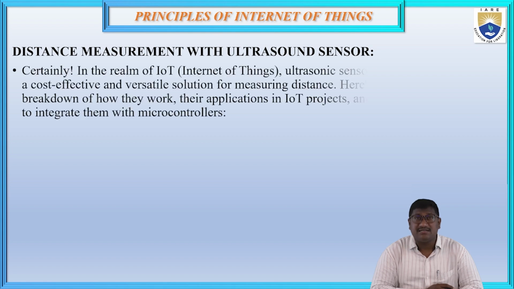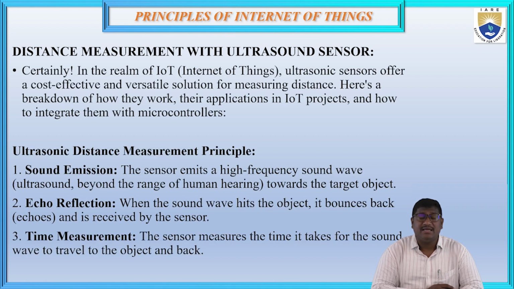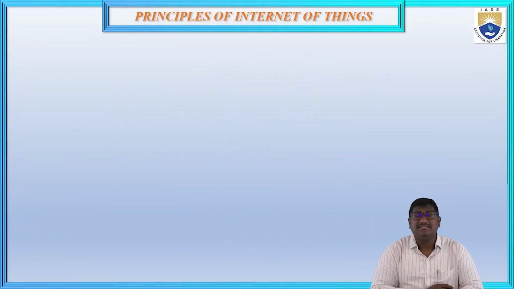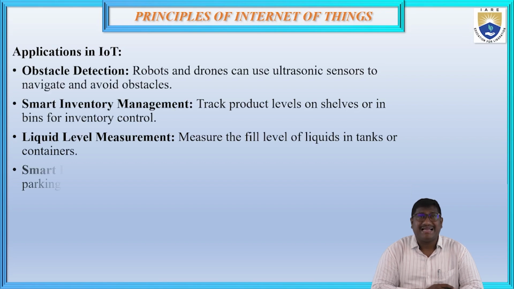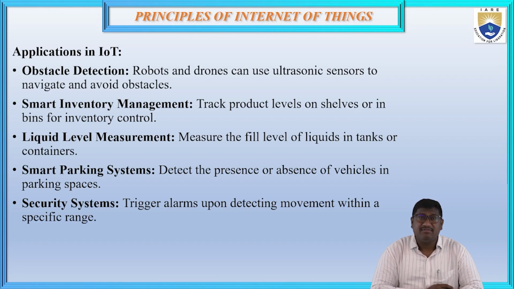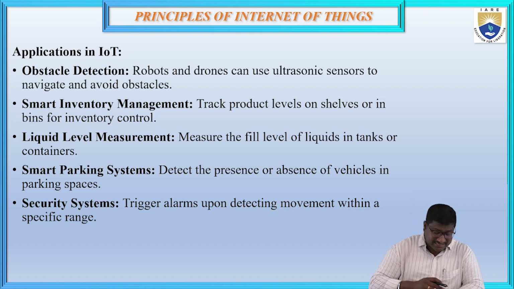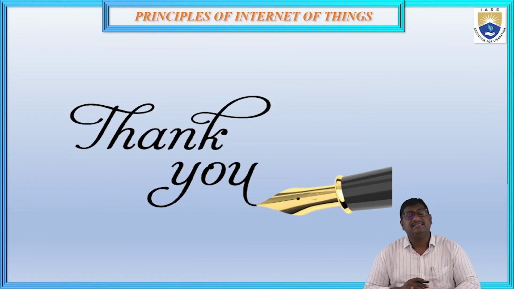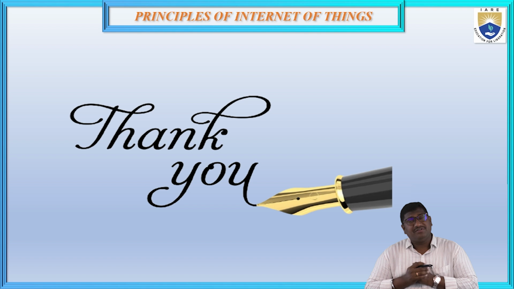And distance measurement in ultrasonic: sound emission, echo reflection, time measurement, and applications: obstacle detection, smart inventory, liquid level measurement, smart parking systems, security systems. All this comes under different kinds of applications. That's it, guys. This is a complete overview of controlling hardware and sensors.